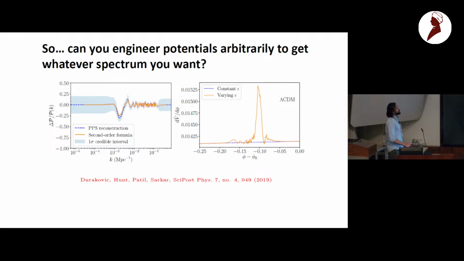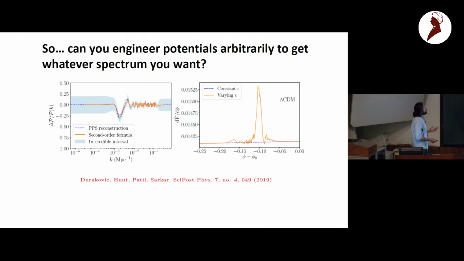And by the way, this is not unique. This is not a reconstruction. This is just saying, if I see something and then I ask, is there a model that you can push forward to reproduce that? And the answer is yes. It's a post-diction. And to answer the question, can you engineer any potential to get an arbitrary spectrum you want?